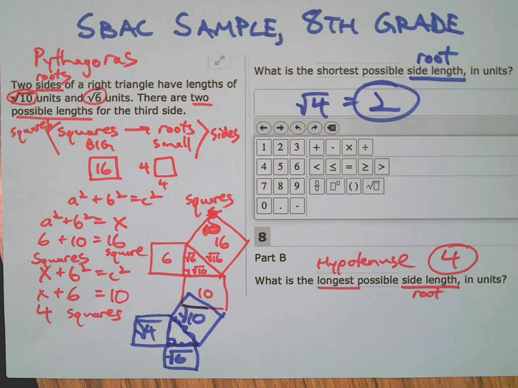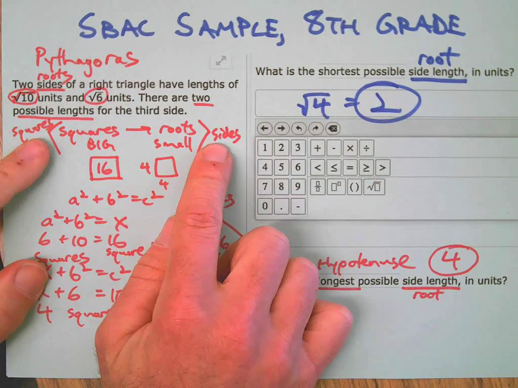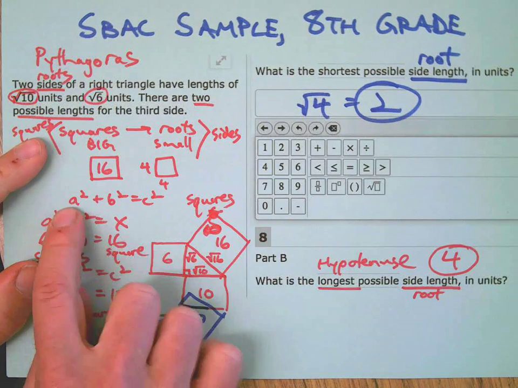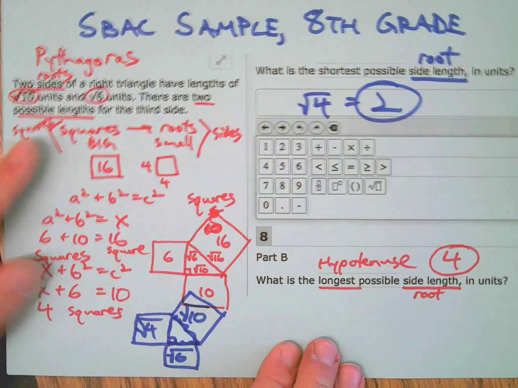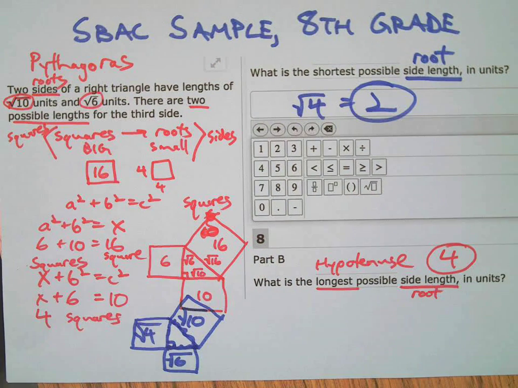And don't be afraid to draw pictures. You get scratch paper if you want. You don't have to sit there and scratch your head and look at a blank screen. Use your resources, break things down at such a simple level like this, and all of a sudden, I think they make sense, okay? Squares and roots, big and small, sides, squares. Pythagorean Theorem, squares, not sides.